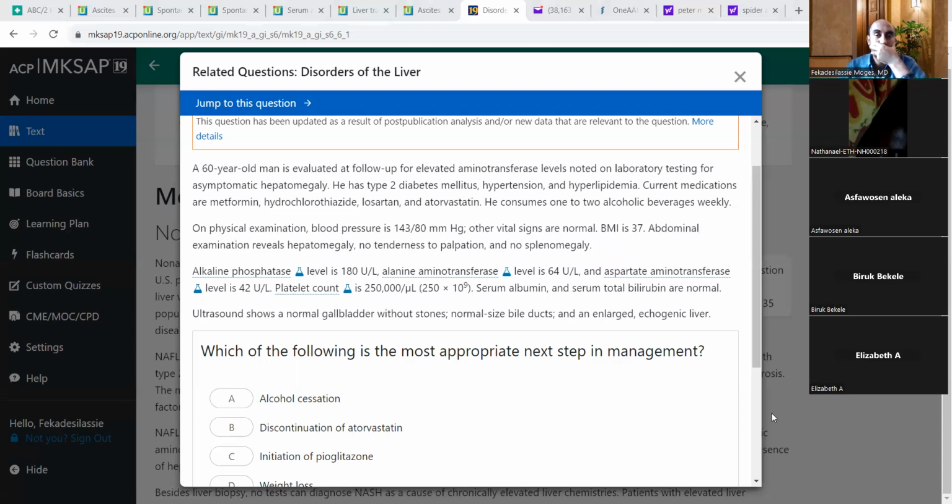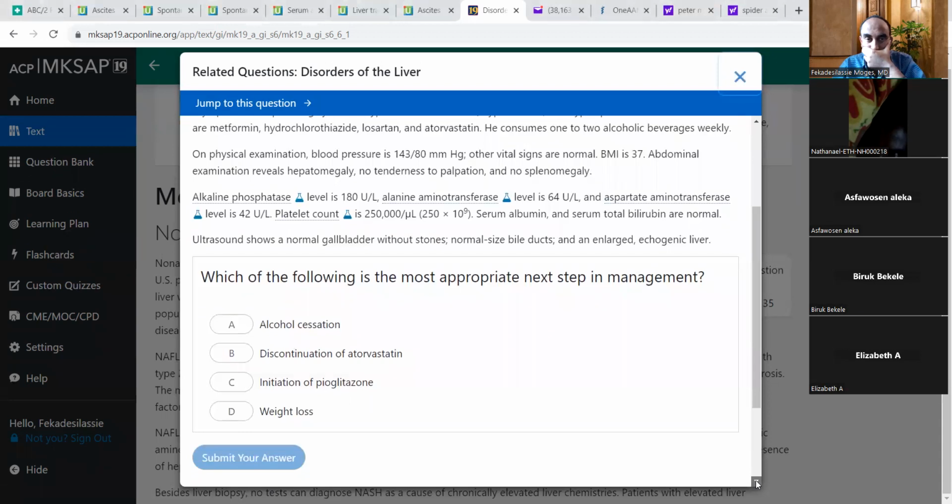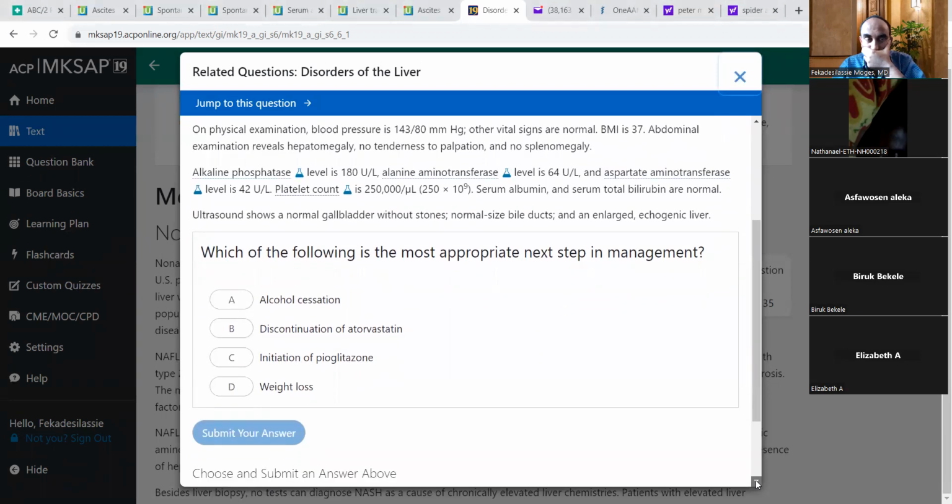On physical exam, blood pressure is 143 by 80. Other vitals are normal. BMI is 37. Abdominal examination reveals hepatomegaly, no tenderness to palpation, and no splenomegaly. Alkaline phosphatase level is 180 units per liter. Alanine aminotransferase level is 64 units per liter, and aspartate aminotransferase is 42 units per liter. Platelet count is 250,000 per microliter. Serum albumin and serum total protein are normal. Ultrasound shows normal gallbladder without stones, normal bile duct, and an enlarged echogenic liver. Which of the following is the most appropriate next step for management?